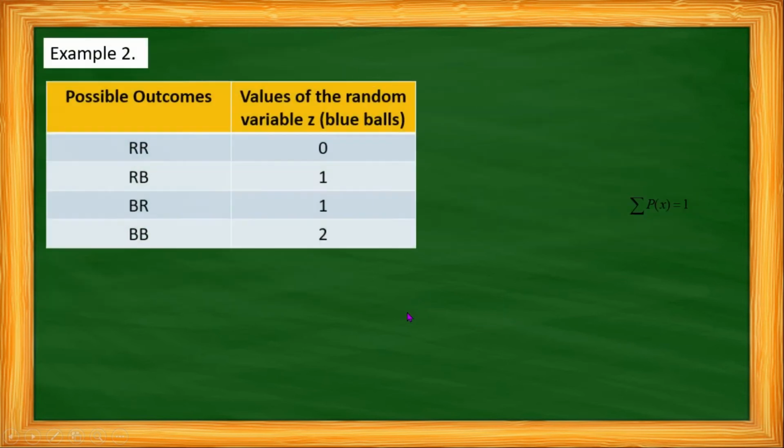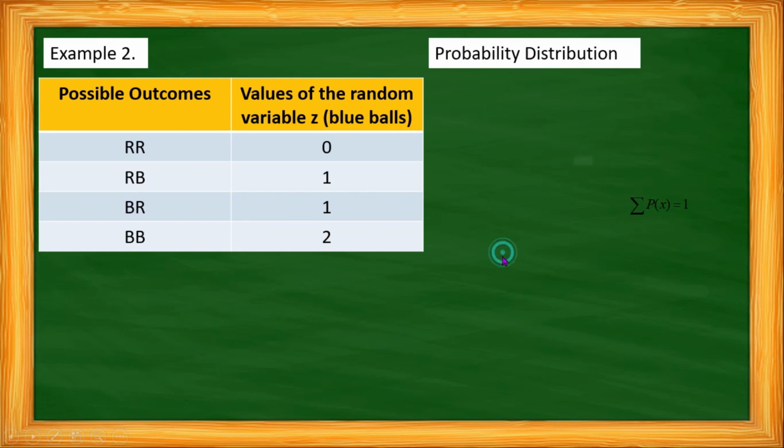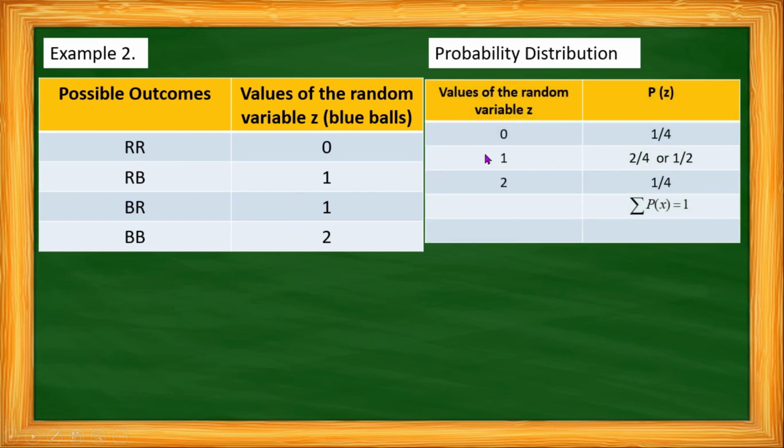Okay, we have example number 2, and this is also from the previous problem. We have the first column and the second column, the values of the random variable Z representing blue balls. We construct a probability distribution table. In the first column, these are the values of the random variable Z. Then this is the probability of Z. So for 0, the probability is 1 over 4 because we have only one 0 in the random variable Z. That is why 1 over 4.